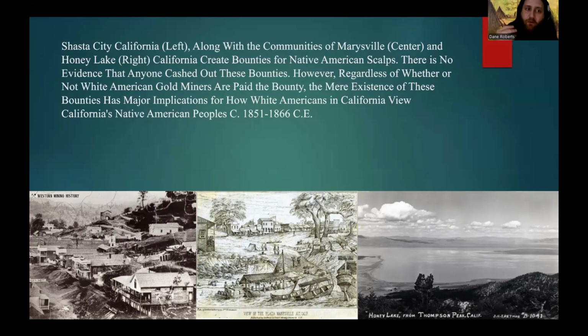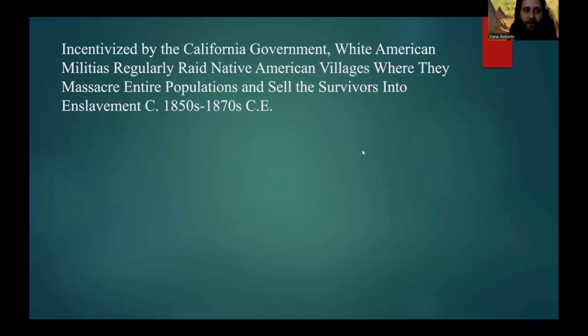However, regardless of whether or not white American gold miners were paid the bounty, the mere existence of these bounties has major implications for how white Americans in California viewed California's Native American peoples. And these bounties were in place between 1851 and 1866 CE. Because of this, incentivized by the California government, white American militias would regularly raid Native American villages where they would massacre entire populations and sell the survivors into enslavement between the 1850s and the 1870s CE.